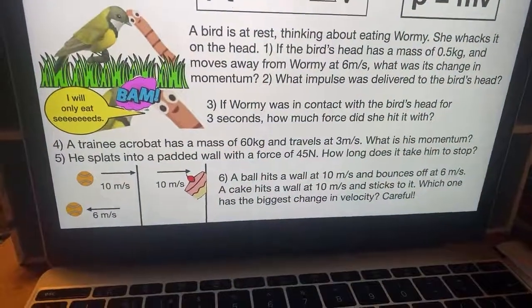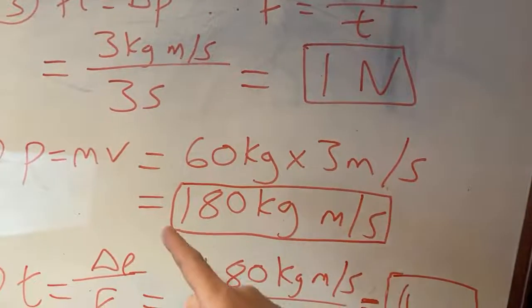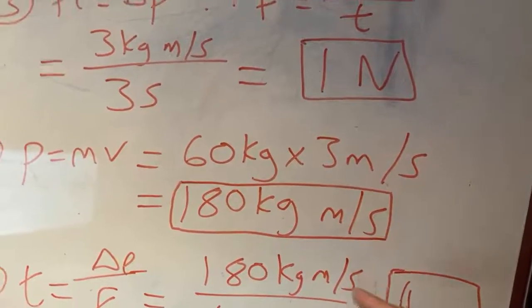Number 4, this acrobat has a mass of 60 kilograms, travels at 3 meters per second. What is his momentum? It's just mass times velocity, isn't it? Which is 60 kilograms times 3 meters per second, which is 180 kilogram meters per second.